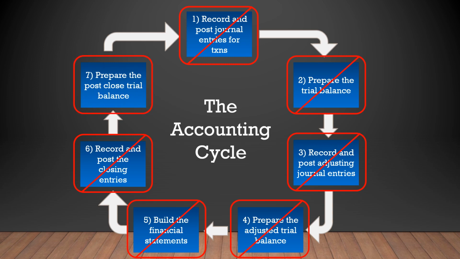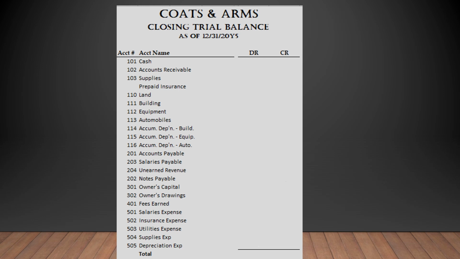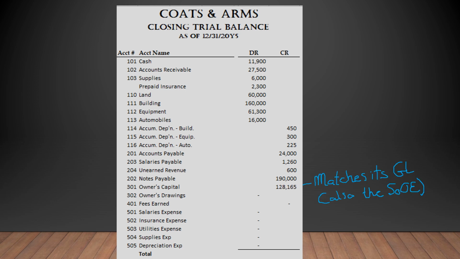Finally, we prepare our post-close trial balance. The post-close trial balance just verifies that our temporary accounts are zeroed out. Our permanent accounts retain their balances from the previous trial balance. Our revenues, expenses, and drawings are empty, and owner's capital has the updated balance from its ledger after the previous closing entries. Of course, total debits still equals total credits, and we're ready to proceed into the next fiscal year.